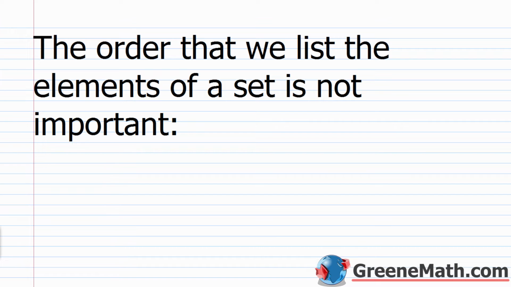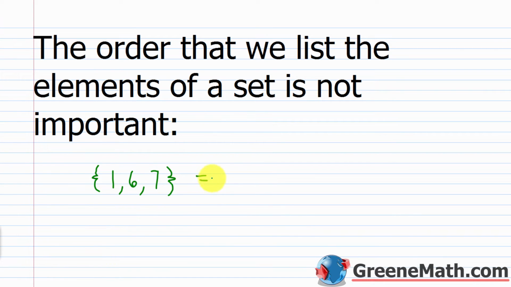All right, so now that we have the basics under our belt, let's talk about a couple of other things. So the order that we list the elements of a set is not important. So let's say, for example, I have a set whose elements would be 1, 6, and 7.